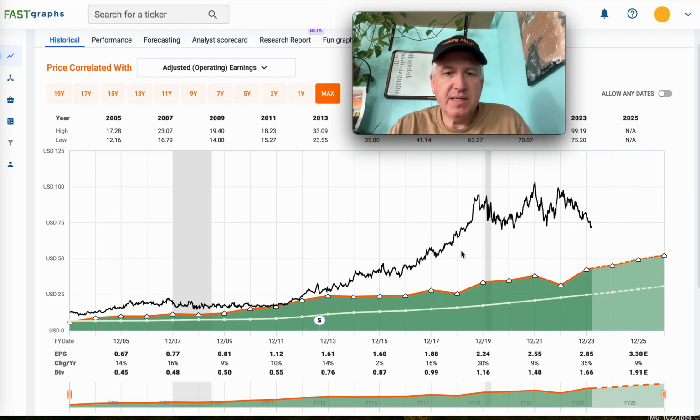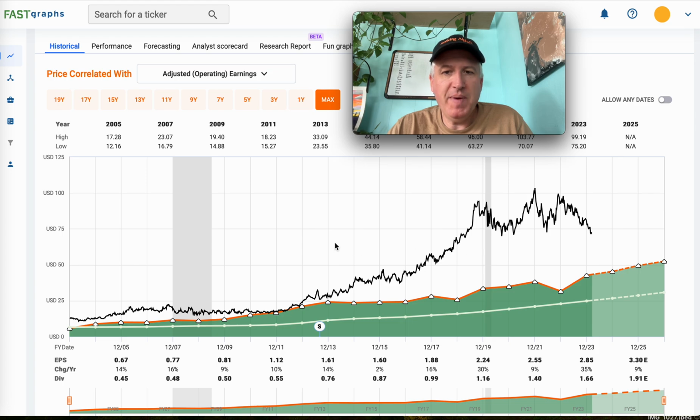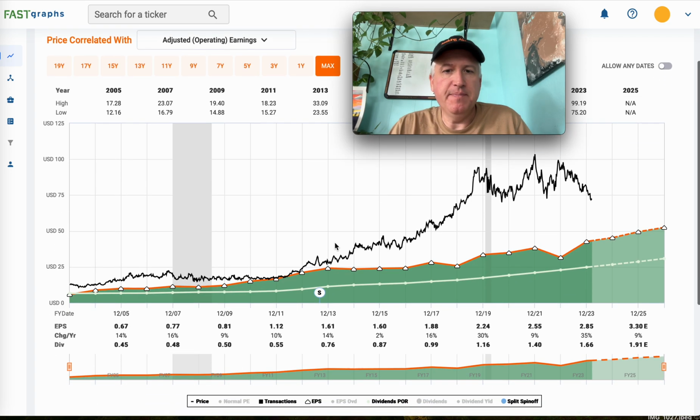Okay, so let's get into this. We basically only need a couple of metrics to figure this out. We need to know what the dividend yield is, and we need to know what the dividend growth rate is, and what to forecast. What's a good forecast for the dividend growth? So the dividend yield is pretty easy.